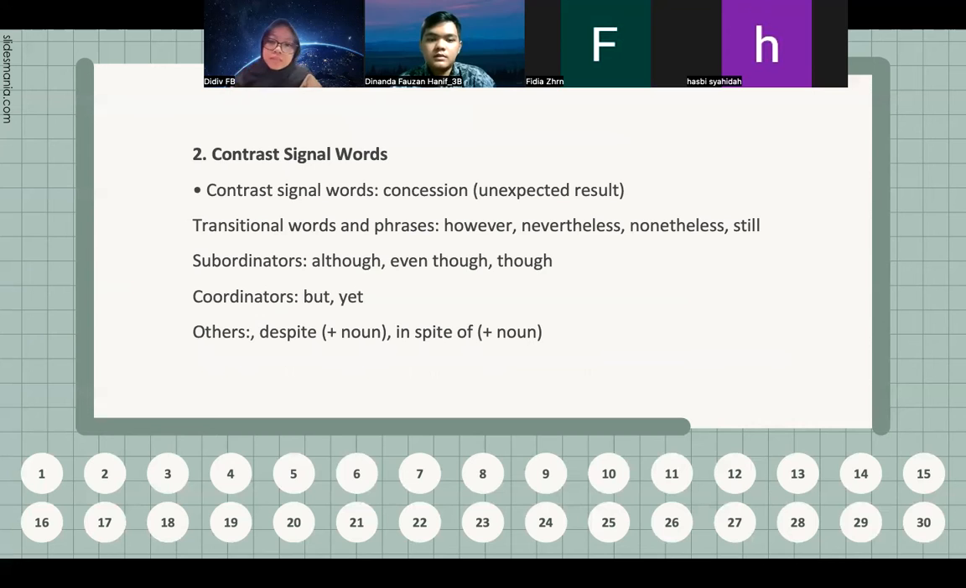Second, contrast signal words. Contrast signal words for concessions, unexpected results. In transitional words and phrases, there are however, nevertheless, nonetheless, and still. In subordinators: although, even though, and though. In coordinators: but and yet. In others: despite plus noun, in spite of plus noun. Next slide.